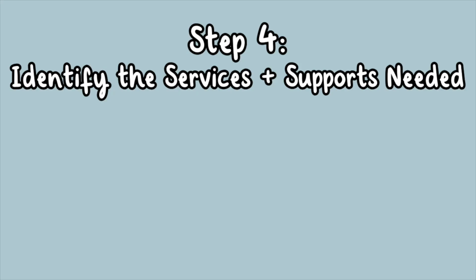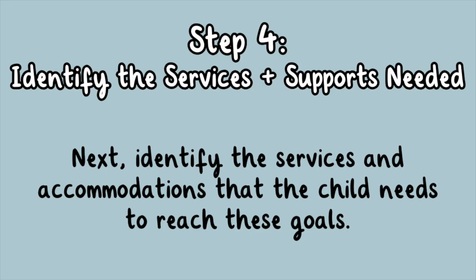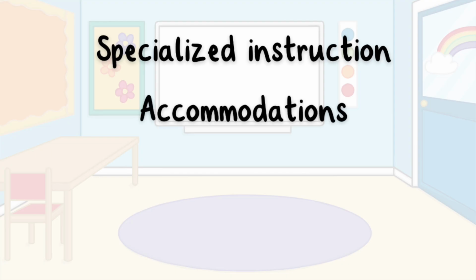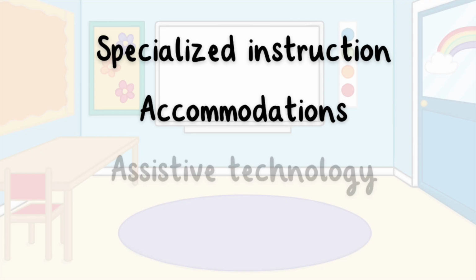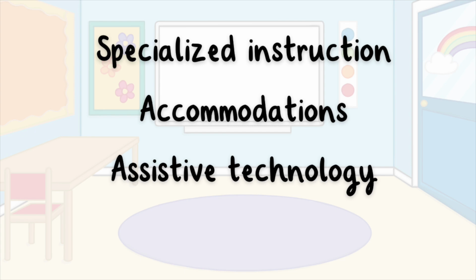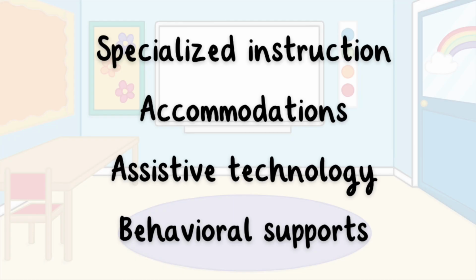Step 4. Identify the services and supports needed. Next, identify the services and accommodations that the child needs to reach these goals. This might include specialized instruction, like reading interventions and speech therapy, accommodations, like extra time on tests or seating arrangements, assistive technology, like text-to-speech software, and behavioral supports, like counseling or social skills groups.